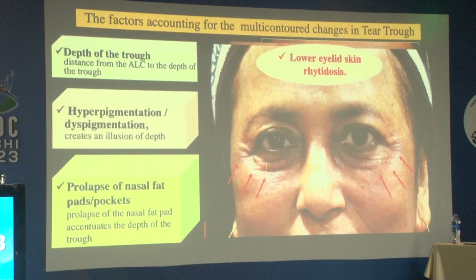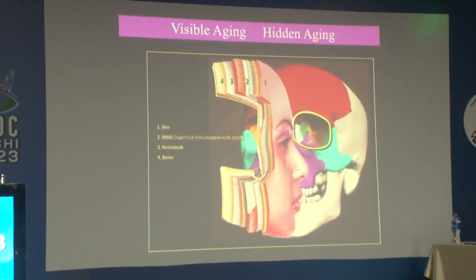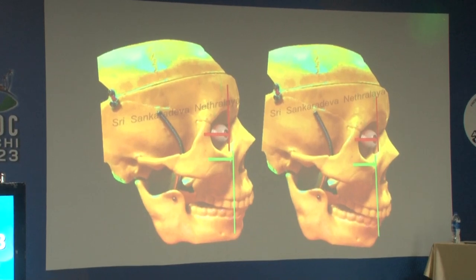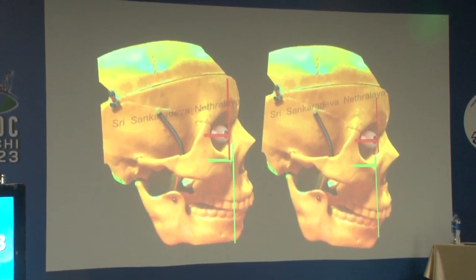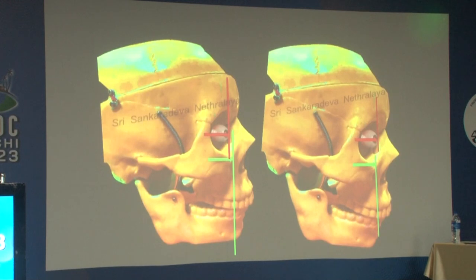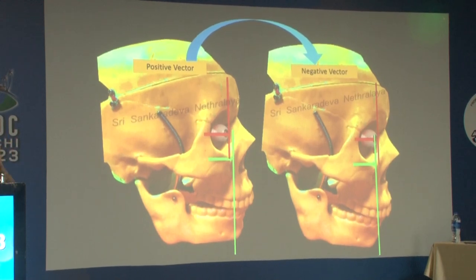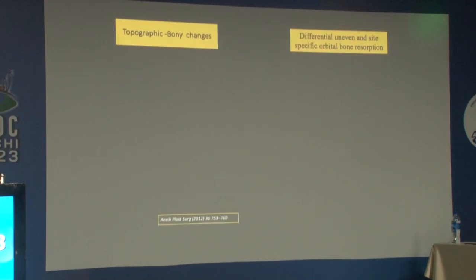So considering all the three important components, we feel that these are not only changes in the skin, but also changes in the bone. And because of this soft tissue and bony change, we see the conversion of this positive vector that we have to the face, where the malar eminence lies much anterior to the plane of the corneal plane, and this gets converted into a negative vector because of the resorption of the bone. And this is what we call a negative vector.